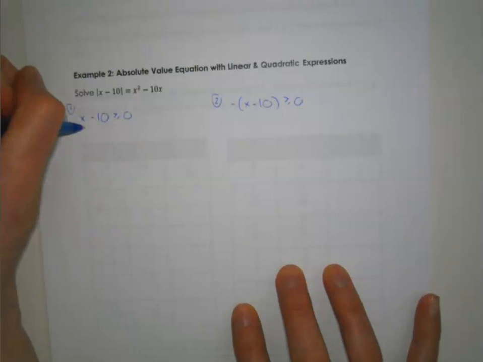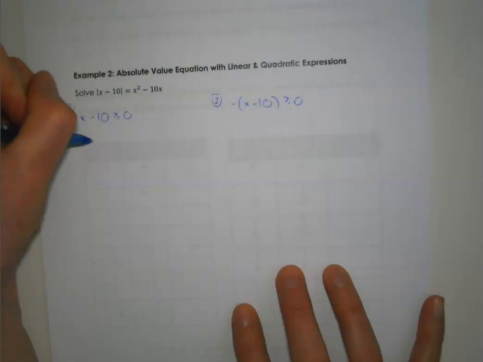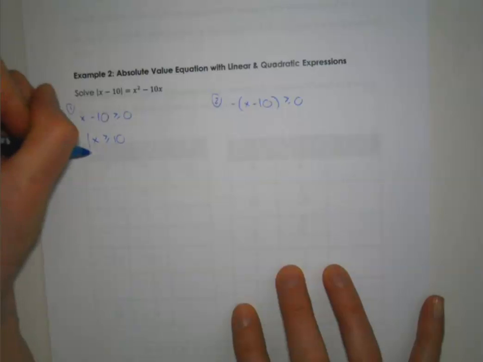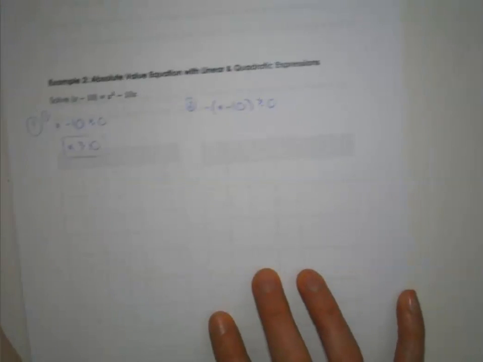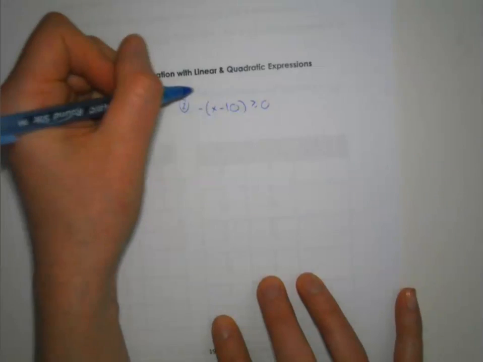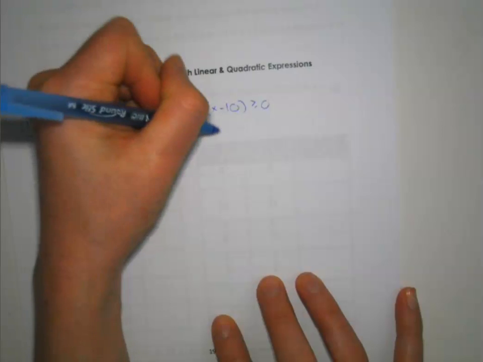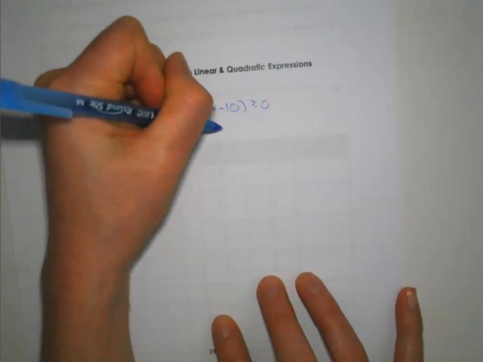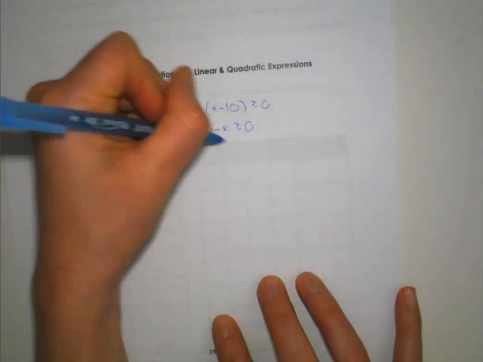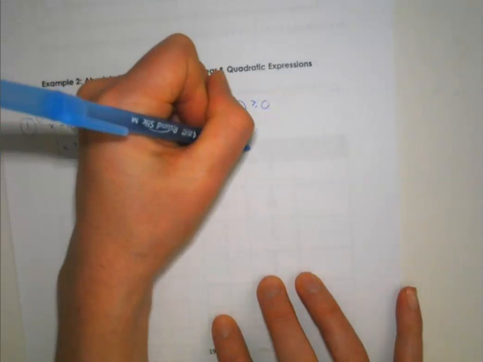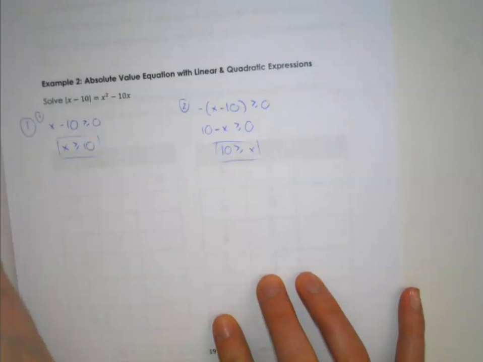Okay, so with x minus 10 greater than or equal to 0, we can just add 10 to both sides. So we end up with the statement that x has to be greater than or equal to 10. So that's one of our restrictions. For this one, if we apply the negative, negative times negative 10 gives us positive 10, and negative times x gives us minus x, has to be greater than or equal to 0. So if we add x to both sides, we end up with 10 has to be greater than or equal to x as our other restriction.